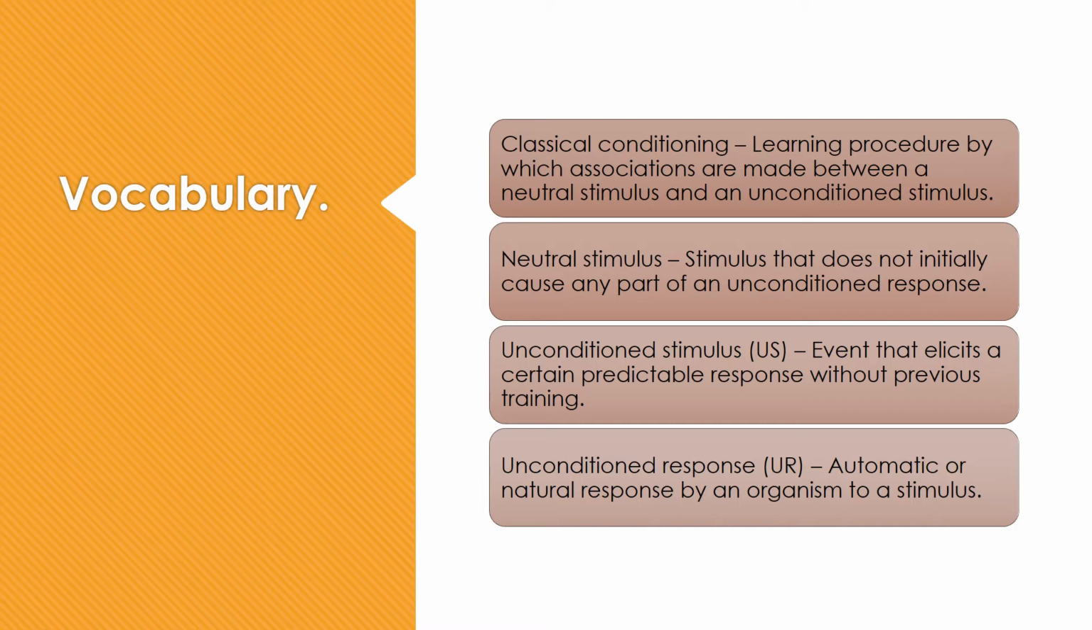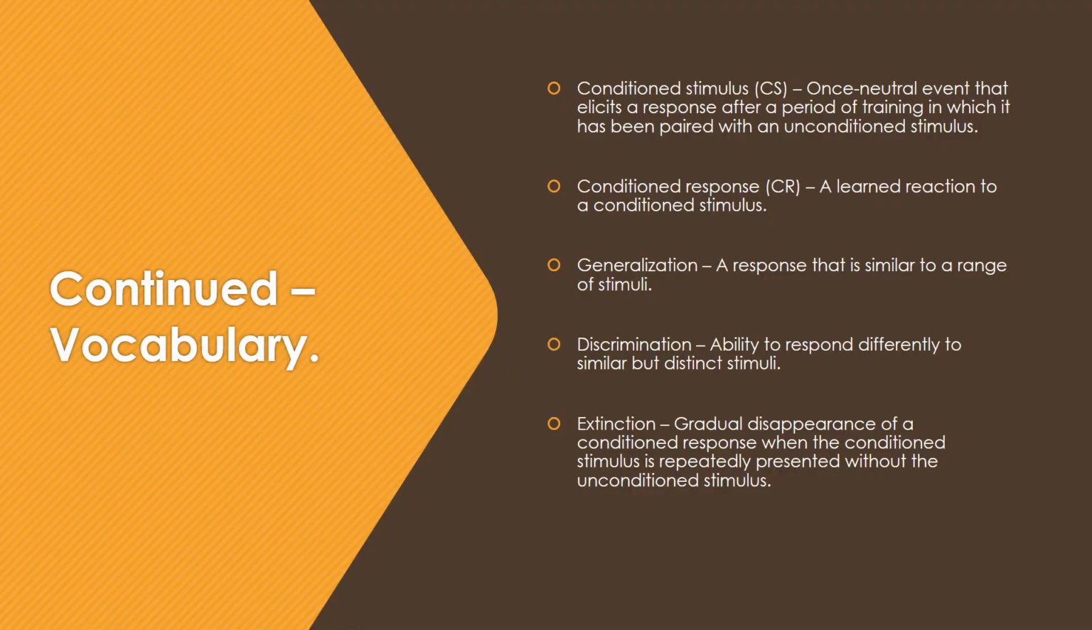A neutral stimulus is a stimulus that does not initially cause any part of an unconditioned response. An unconditioned stimulus, or the US, is an event that elicits a certain predictable response without previous training. An unconditioned response, or the UR, is an automatic or natural response by an organism to a stimulus. A conditioned stimulus, or CS, is a once neutral event that elicits a response after a period of training in which it has been paired with an unconditioned stimulus. A conditioned response, or the CR, is a learned reaction to a conditioned stimulus.